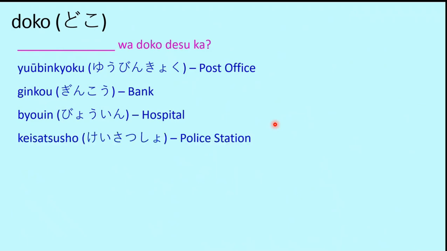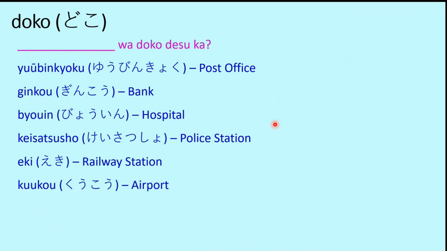Keisatsusho wa doko desu ka? Where is the police station? Eki wa doko desu ka? Where is the railway station? Kuko wa doko desu ka? Where is the airport? Bus tei wa doko desu ka? Where is the bus stop?